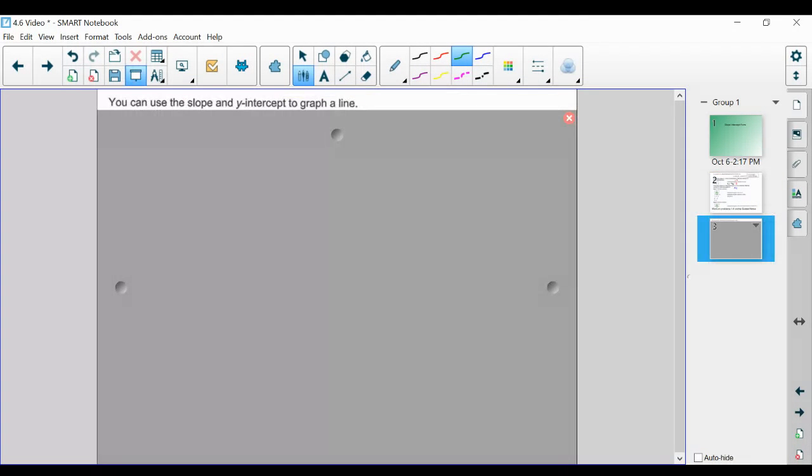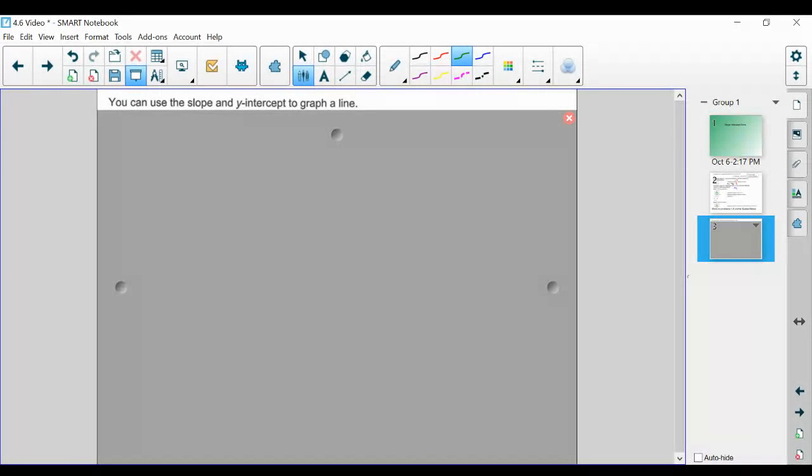All right, you've listened to my voice. That means that you have worked on the front side of your guided notes and you are ready to move forward. So, backside, we're going to start out by using the slope and this y-intercept to graph a line. Remember how I said before we were given a line on a graph and we calculated the slope? But we're now going to go backwards from there. We want to take an equation written out in slope-intercept form and graph it on a coordinate plane.